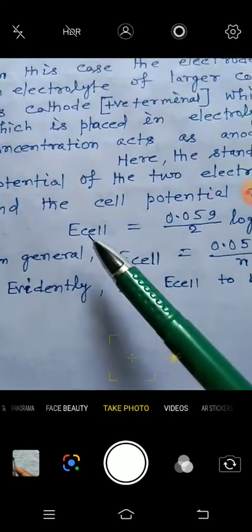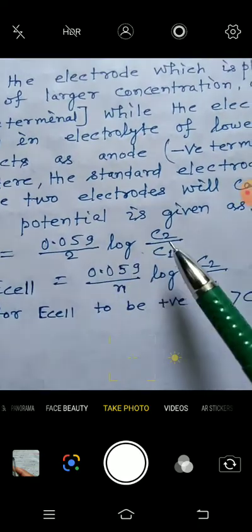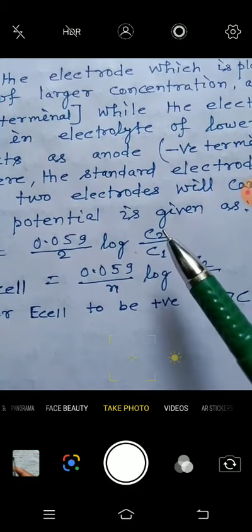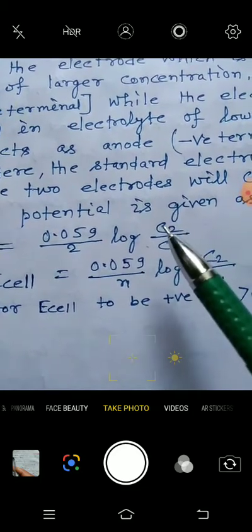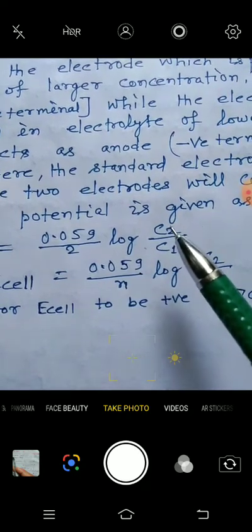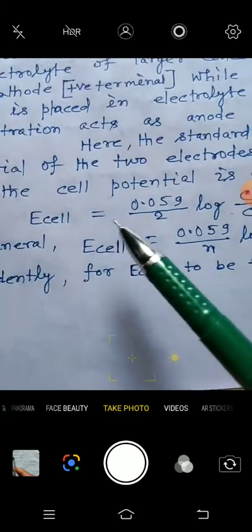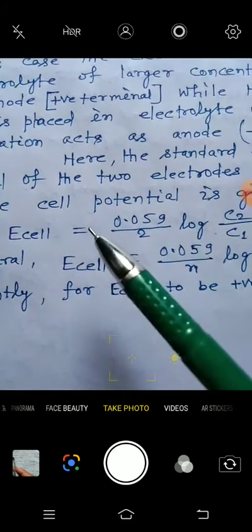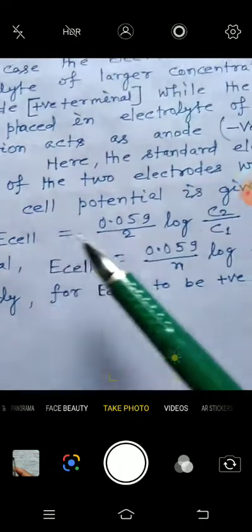Hence the EMF of the cell will be equal to 0.059 by 2 log concentration of the solution which is larger by concentration of the solution which is less, means the concentration of the solution of the cathode by concentration of the solution of the anode. So there is no need of the standard electrode potential. While solving problems for the concentration cell, you will not require the data of the standard electrode potential, because it is not in the relation.